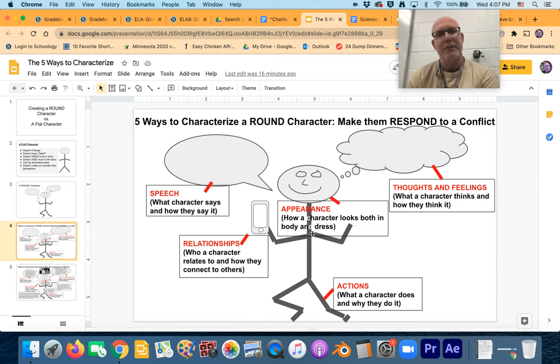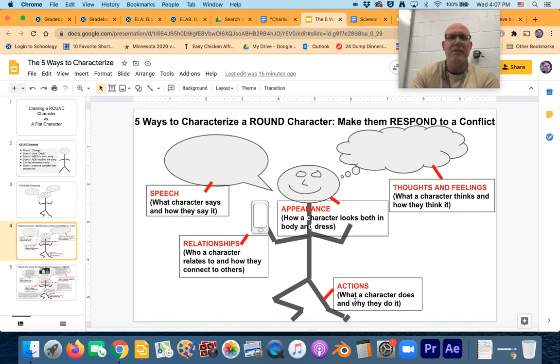All of that stuff matters. So how they look, and even how they walk. If I'm straight up and I walk with pride, or if I'm slumped when I sit, that tells you a lot about a character. So how they carry themselves, how they look, covers a lot of stuff. Thoughts and feelings, that's tougher, but you can know what a character thinks by their actions.